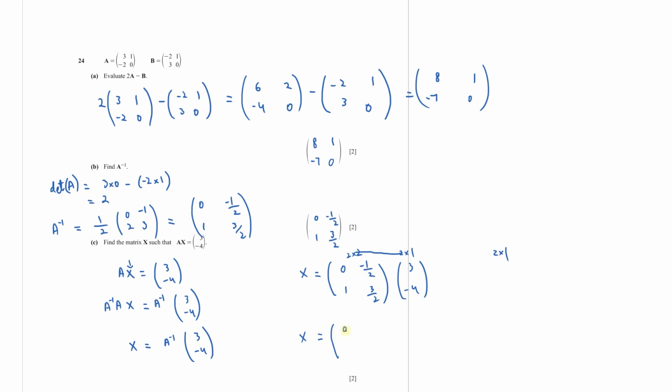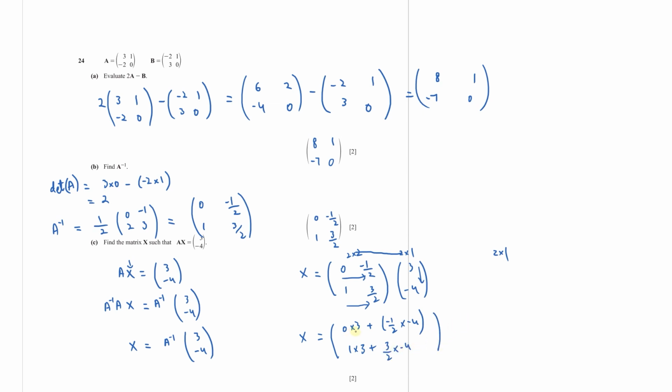So this will be 0 times 3 plus minus 1 by 2 times minus 4. This is the value when you multiply the first row with the first column. This is the only column in the matrix. Then you multiply the second row with the first column, so you will get the value in the second row and the first column. So this will be 1 times 3 plus 3 by 2 into minus 4.